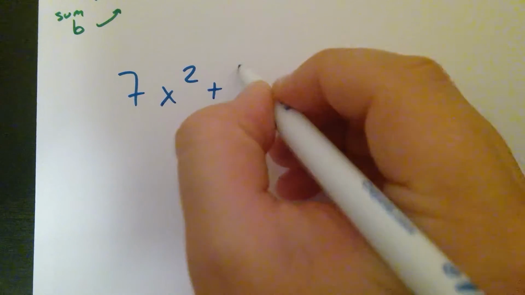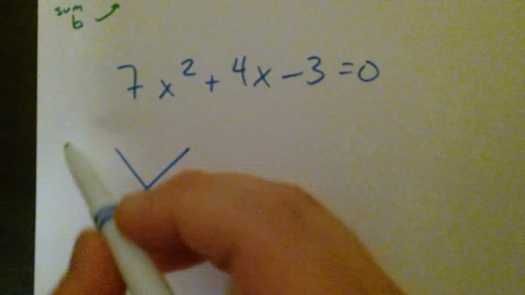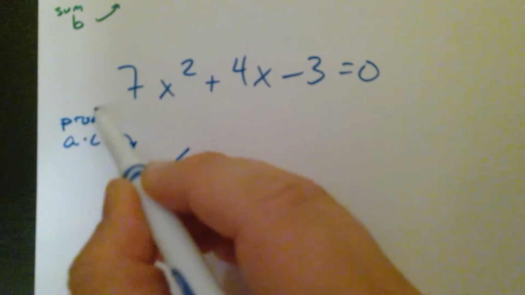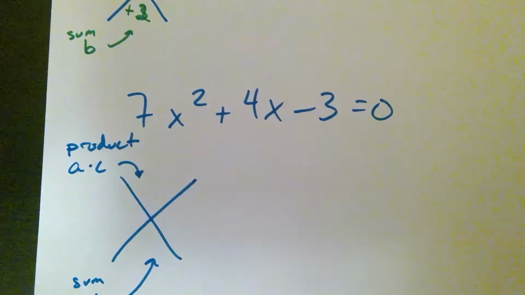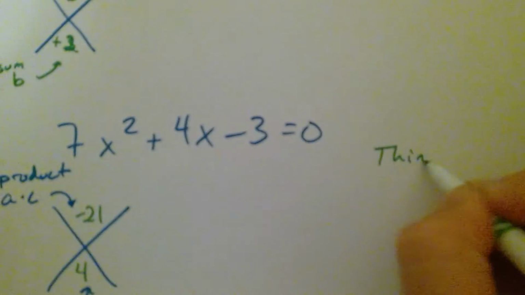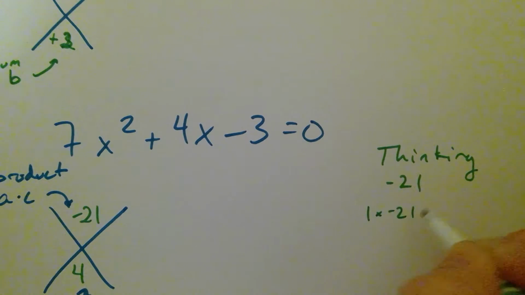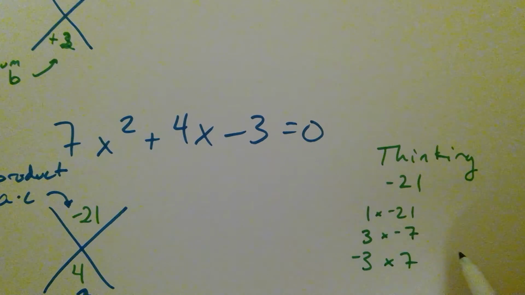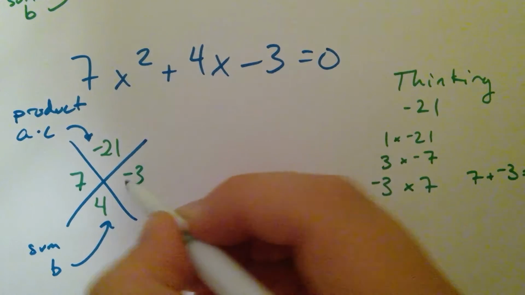Now let's regard Mr. Herman with 7x squared plus 4x minus 3 equals 0. We need to have a times c go here, that's our product, and our sum, which is b, is going to go in the bottom. So we've got negative 21 and 4. I'm going to do some thinking out loud. So I'm thinking negative 21. We have 1 times negative 21, 3 times negative 7. That seems like it could be reasonable. 3 times positive 7 gives us 7 plus negative 3 equals 4. Beautiful. 7 and negative 3.